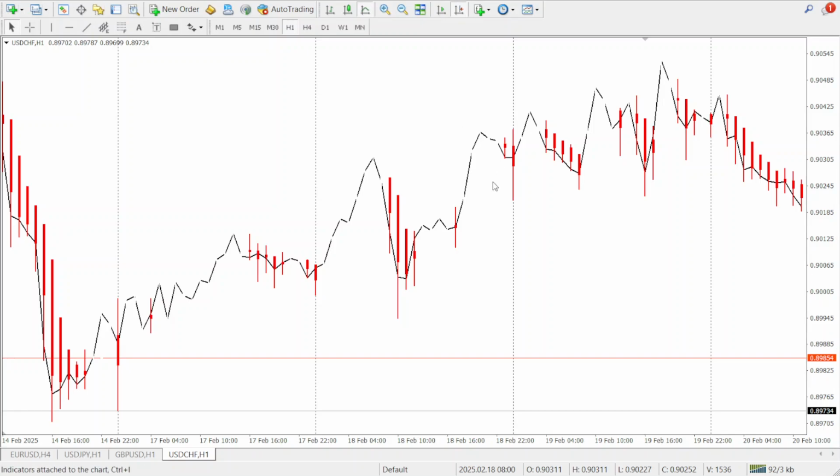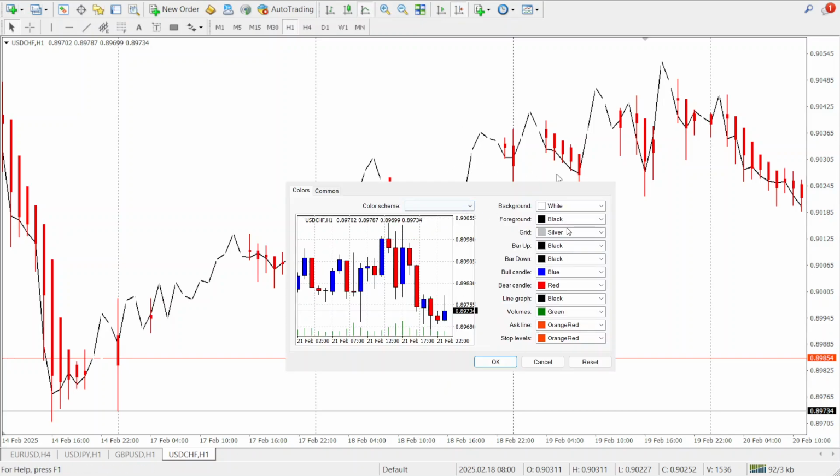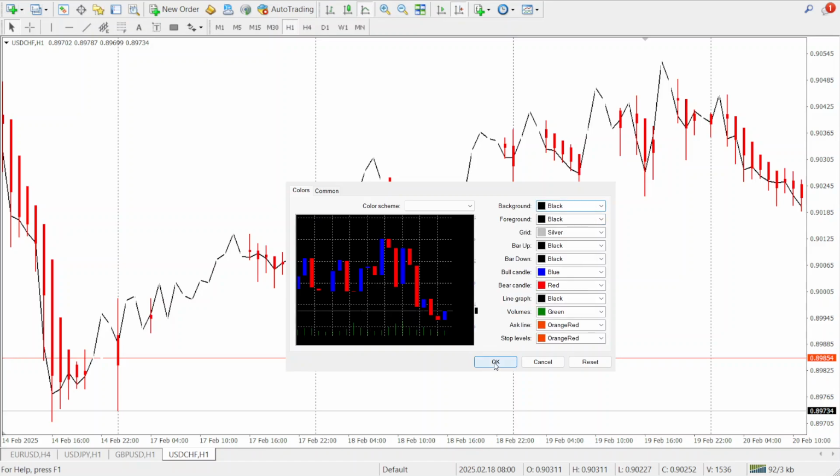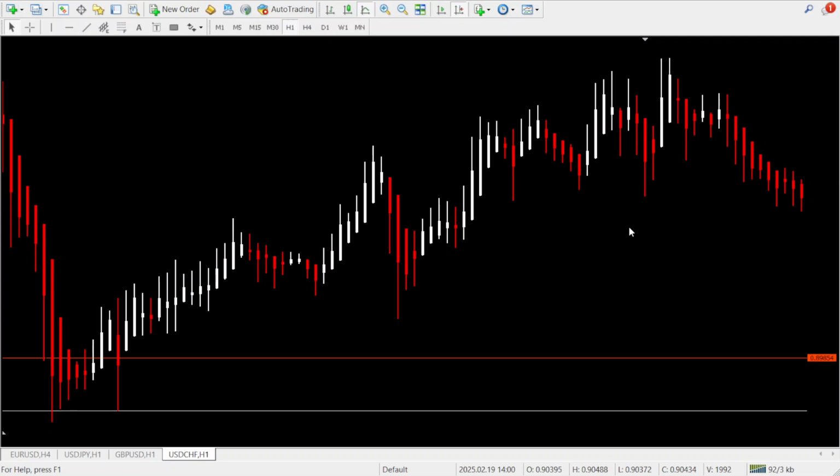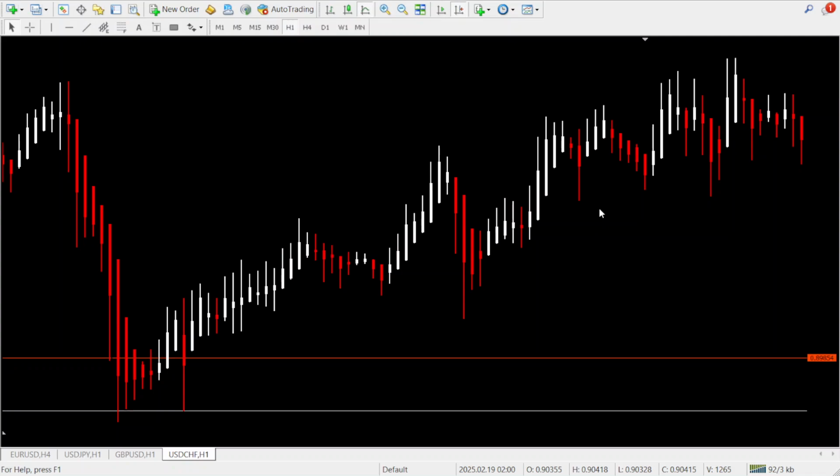Let's see if we can make the background black so that we can see. All right, let us work with this. So when you see this, these are actually the Heiken Ashi candles. Before, it was being interrupted by the normal candlesticks, but now we can have the clear Heiken Ashi candles.